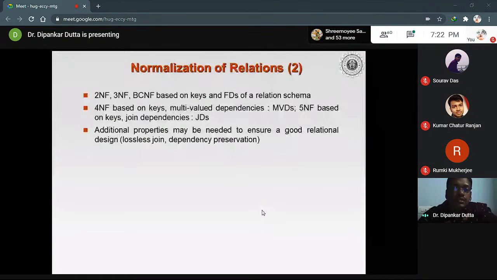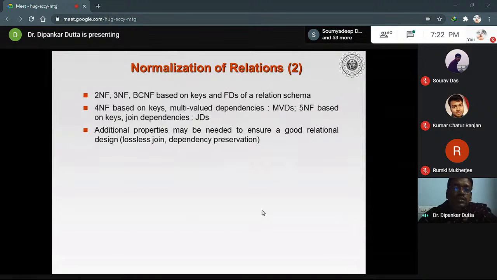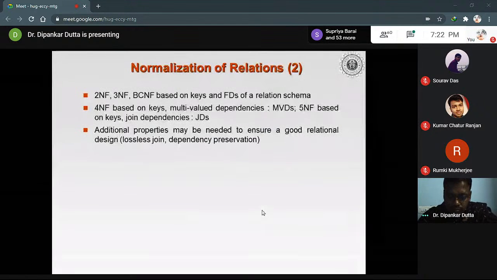Second normal form, first, third normal form, BCNF, a Boyce-Codd normal form based on keys and functional dependencies of a relational schema. Fourth normal form based on keys, multi-valued dependencies, MVD. Fifth normal form based on keys, join dependencies. Additional properties may be needed to ensure a good relational design, that is lossless join, dependency preservation. Okay, that we have studied earlier.